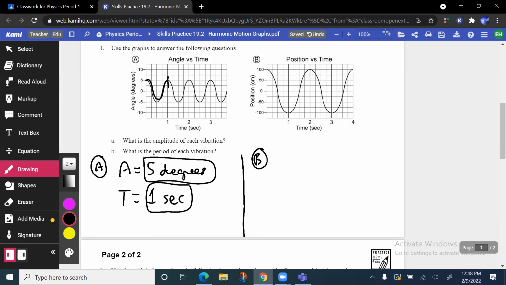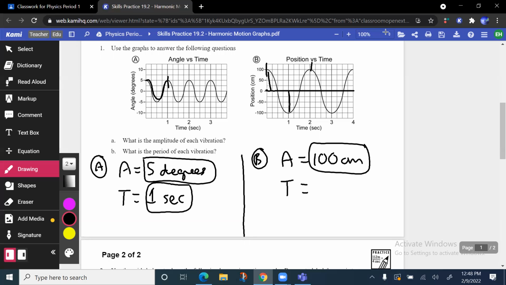Okay, pause the video and try and see if you can do graph B. All right, let's see what you're able to do. So you can tell that the amplitude is going to be, here's the equilibrium position. It is 100 centimeters higher or lower than zero. So 100 centimeters is the amplitude. The period, and you can see it's repeating every 2 seconds.